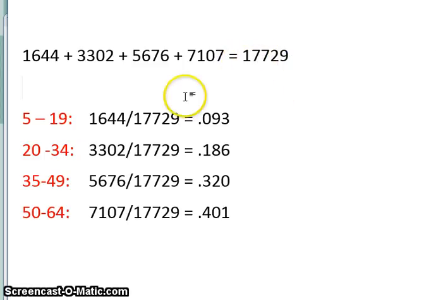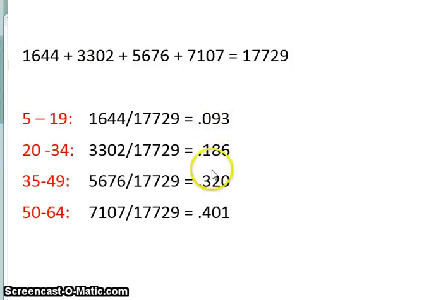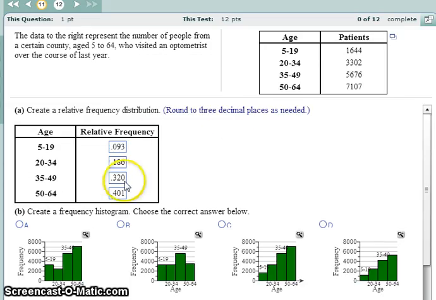And then you take that total, and for each age group you take the number of people in that age group. So 5 to 19 had this many people, and divide by the total number of people. That gives you the relative frequency for that age group. Do that for each of the age groups. You'll see your numbers here should all add up to 1. Sometimes you'll get something like 0.999 because you do have to round, here to 3 decimal places. But in this case it adds up perfectly to 1. So those are your relative frequencies. Type those in. And now we're ready to make some histograms.